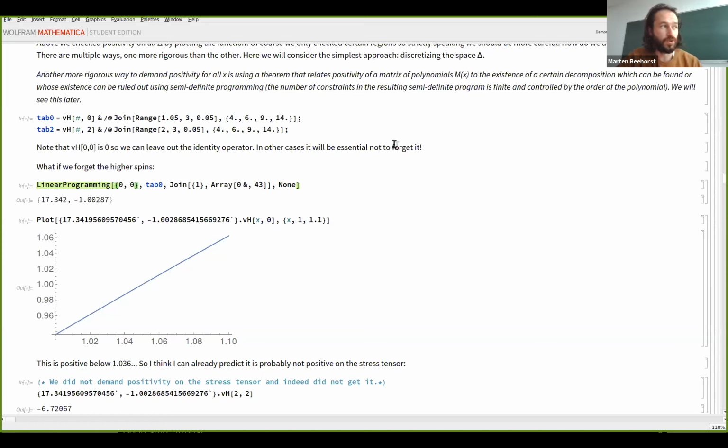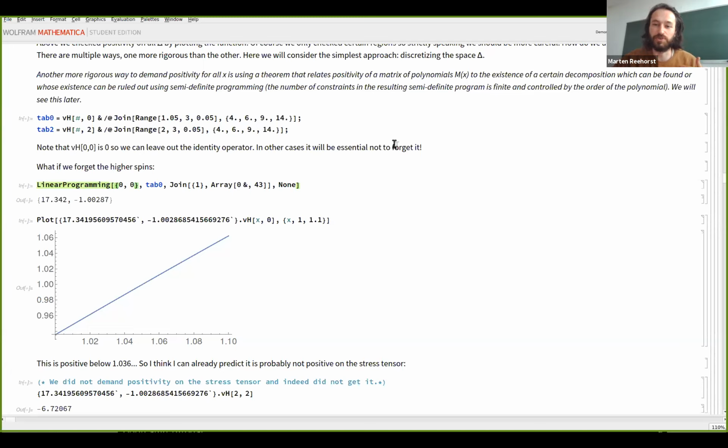vectors. So we saw that we can evaluate this vector VH at some values of delta, and you get a numerical vector. And if you do this for some grid of points, then we would like to demand positivity on all of these resulting vectors. The grid of points should then, of course, be above some gap for which you want to test whether the problem is feasible or not, whether there exists a functional or whether there doesn't. So you can say, let's see whether, if you assume that there's no operator below 1.05.